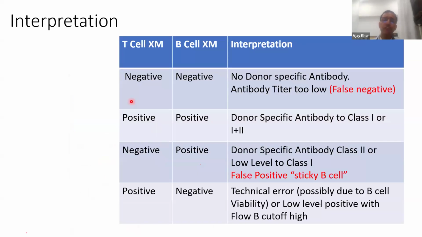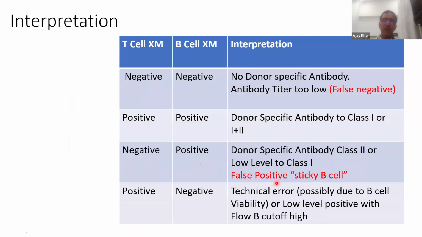Again, in terms of interpretation, very similar to the CDC crossmatch. If both are negative, either no antibody or the titer is too low. If both are positive, usually either to class 1 or 1+2. If B cell is positive, T cell is negative, either only to class 2 or a low level class 1, or sometimes can be a false positive as well.